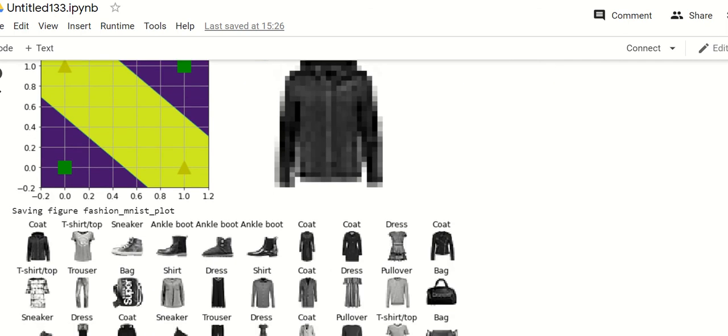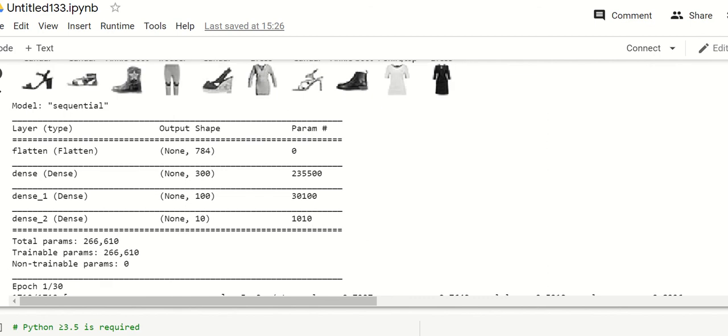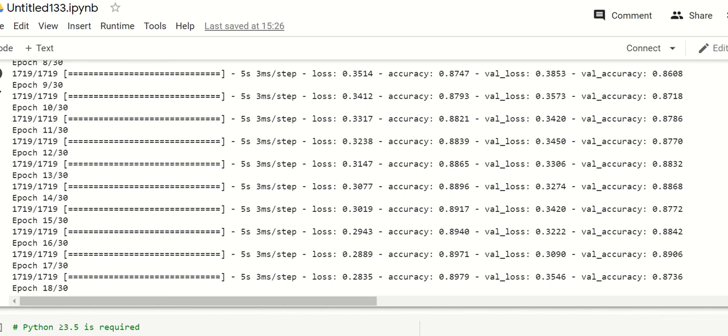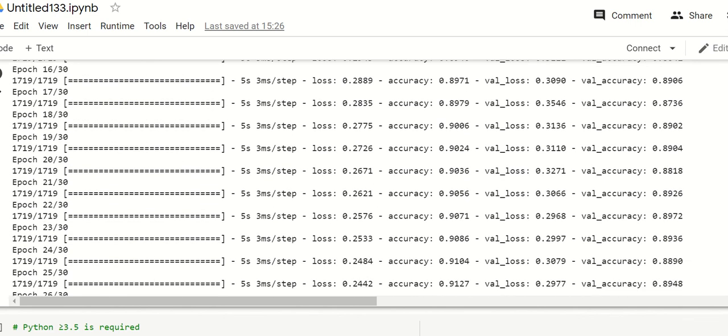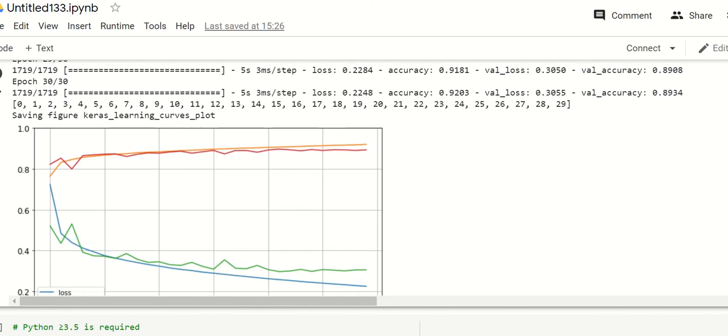So the real world data is called the MNIST dataset. It's about clothing, among other things, but I was looking at the fashion classification. So here we have some of the items in the dataset. Here's the type of model, and here's the model learning from the process, and here's the evaluation of the model.